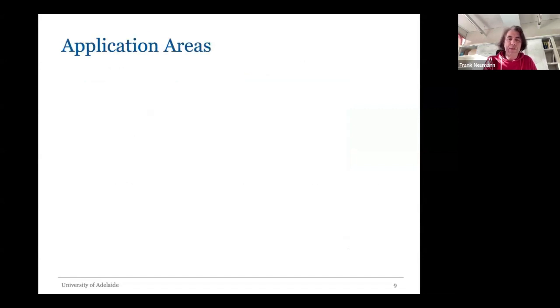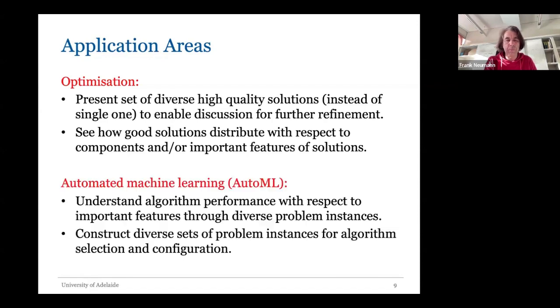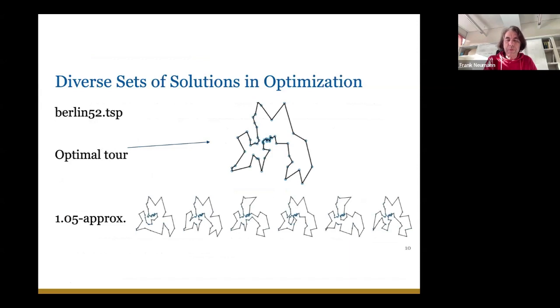And so there are quite a number of application areas. In terms of optimization, you can present a set of these diverse solutions instead of a single one to enable discussions for further refinements and see how good solutions distribute with respect to the different components and features of your problem. And in the area of automated machine learning, you can try to evolve instances that differ with respect to different features and show you differences in performance. And you could construct diverse sets of problem instances for algorithm selection and configuration. Okay, so that is essentially a basic introduction.